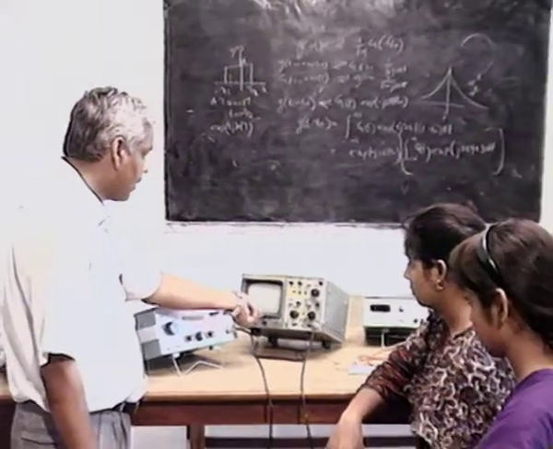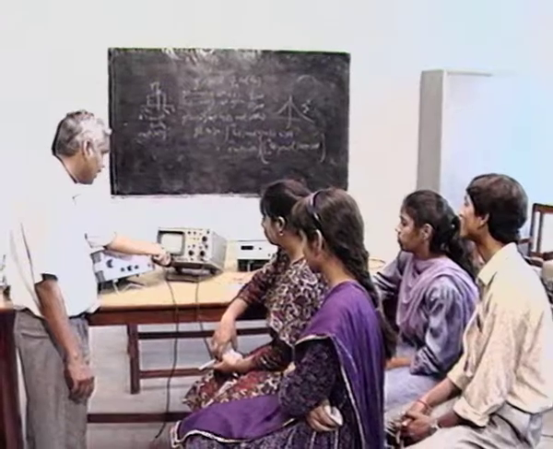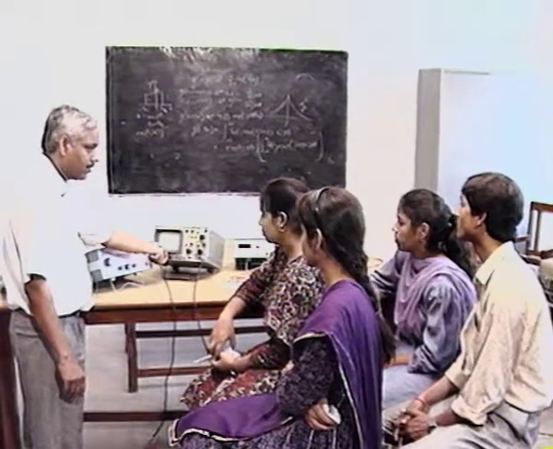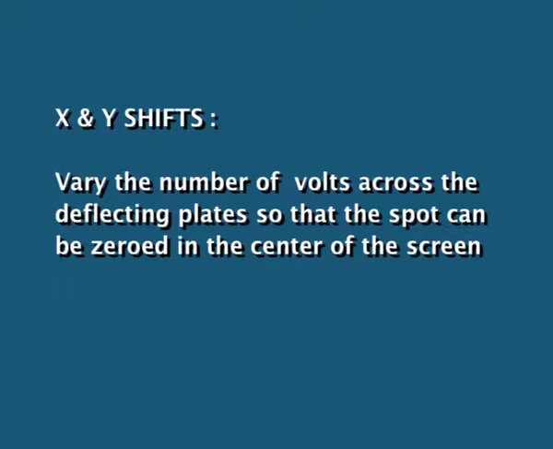You should study the function of the controls of the cathode ray oscilloscope, or CRO, thoroughly before you start conducting experiments with it. The focus. This controls the potential difference between the two anodes. Brightness. This makes the grid more or less negative. XY shift. This varies the number of volts across the deflecting plates, so that the spot can be zeroed on the center of the screen.